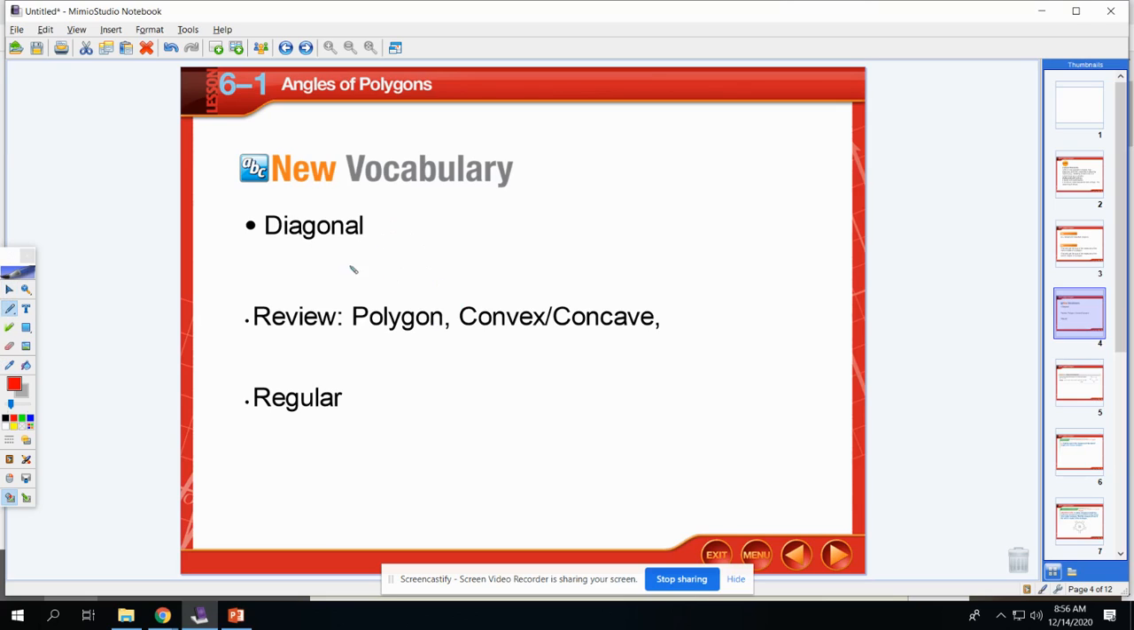First one here, diagonal. Diagonal is basically anytime we have a shape and we take one corner through the polygon to the other corner. So for example, if we had this parallelogram here and this was ABCD, well, segment AC would be a diagonal as well as segment BD, okay?